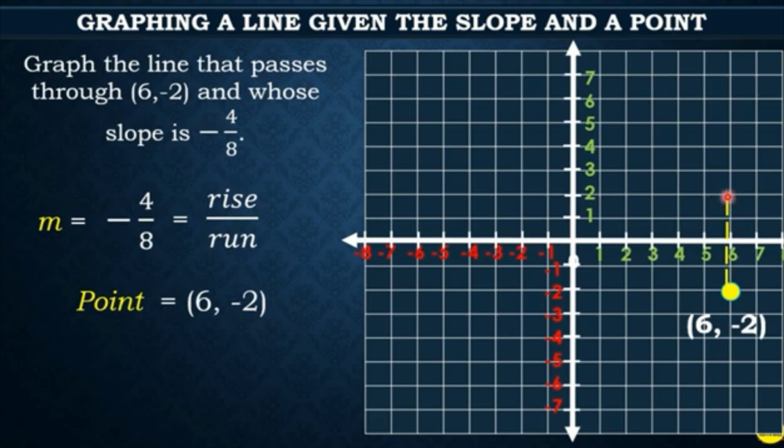Okay? So, from here, how many times? Pa-left tayo? 8 times kasi our run is 8. So, 8 times going to the left. So, 1, 2, 3, 4, 5, 6, 7, 8. Bilang tayo ng 8. And here's your point. Okay? And this is what point? Anong ordered pair ito? Negative 2, 2. Okay, so we can now graph the line by connecting this point. So, this is the graph of the line that passes through 6, negative 2, and whose slope is negative 4 over 8.